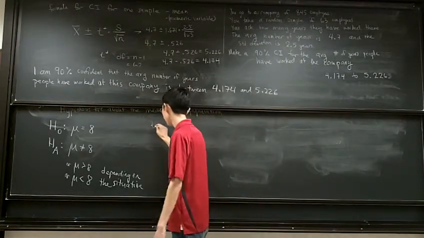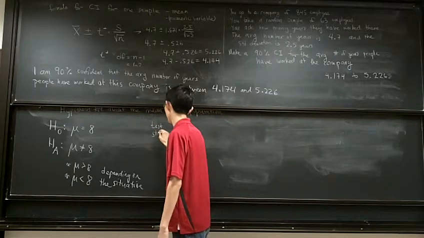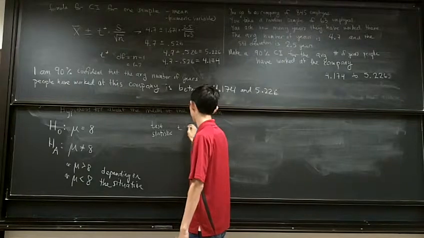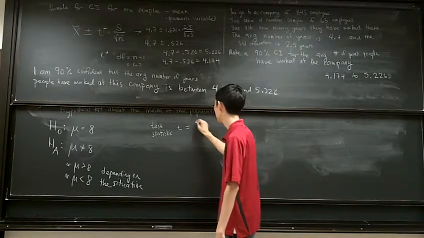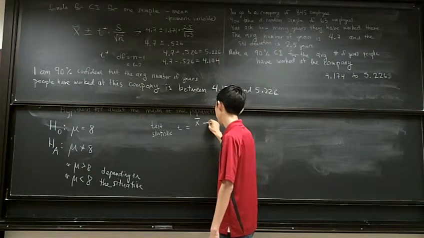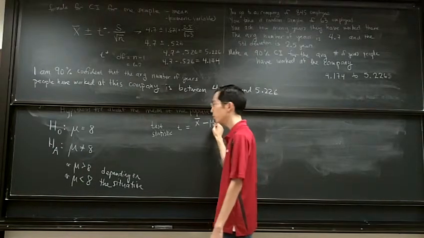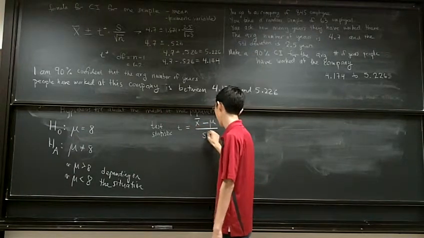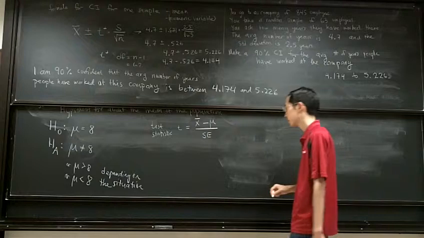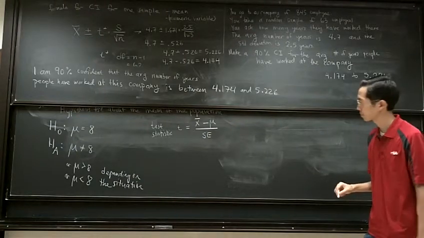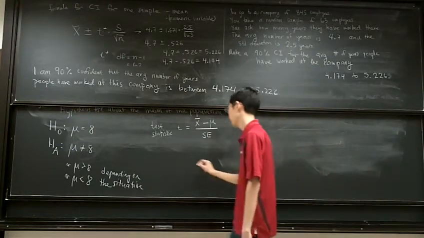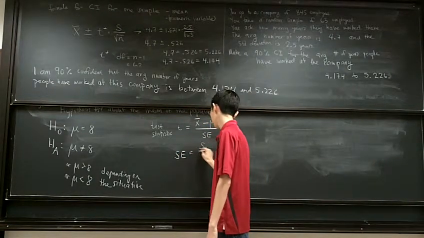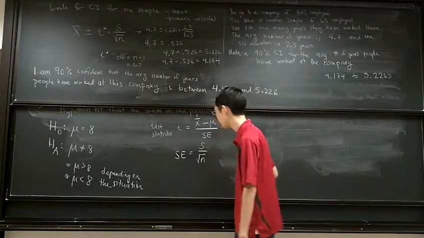Your test statistic, which is a t-score, is going to be equal to x bar minus the mu from the null hypothesis, divided by the standard error. And the standard error is s over the square root of n.